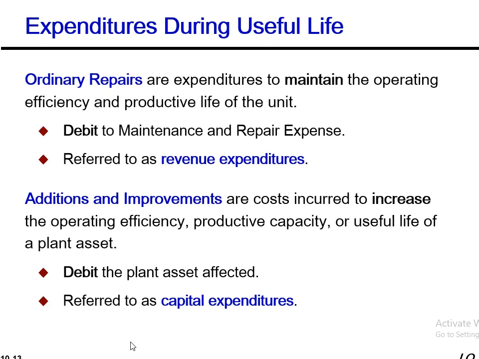So expenditures are of two categories: revenue expenditures and capital expenditures. Revenue expenditures are also known as expenses. Capital expenditures are also known as non-current assets.